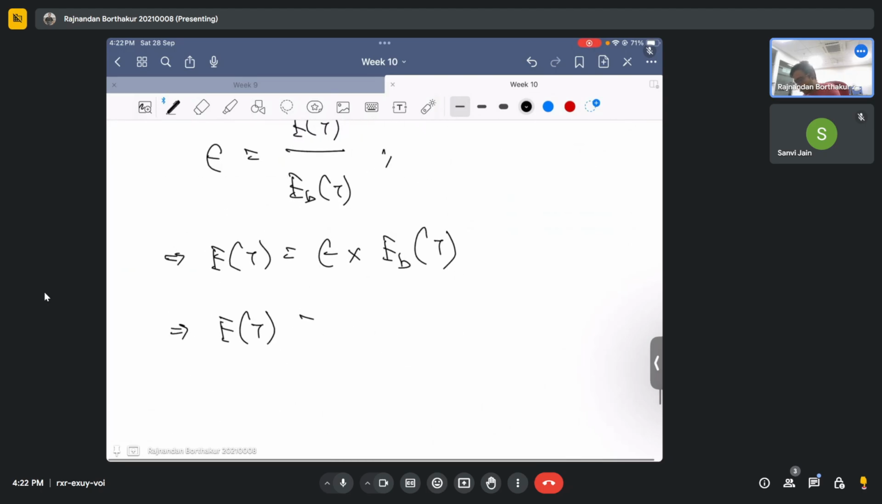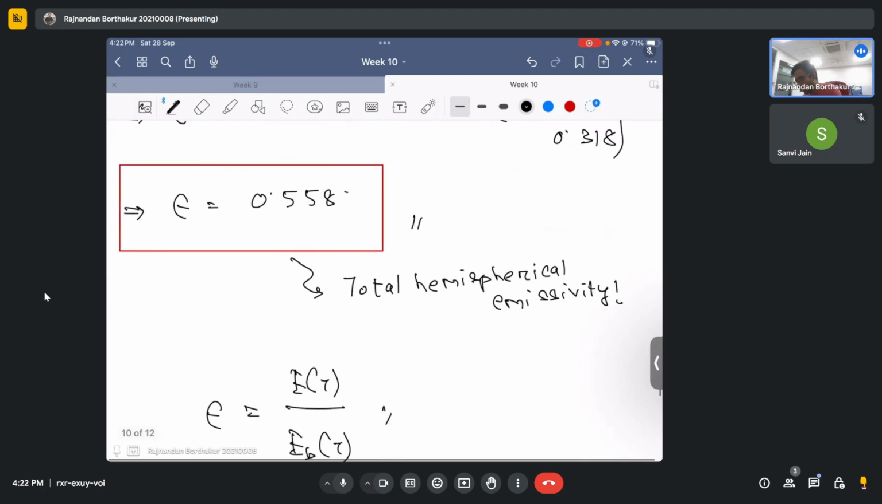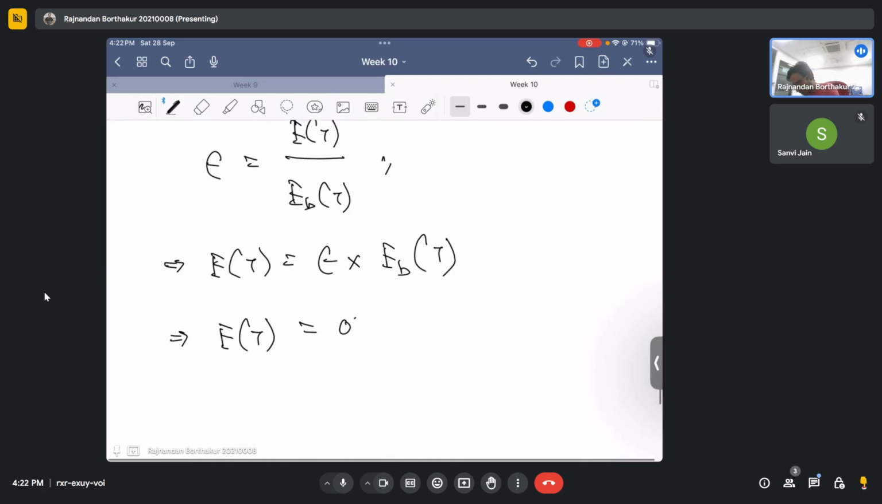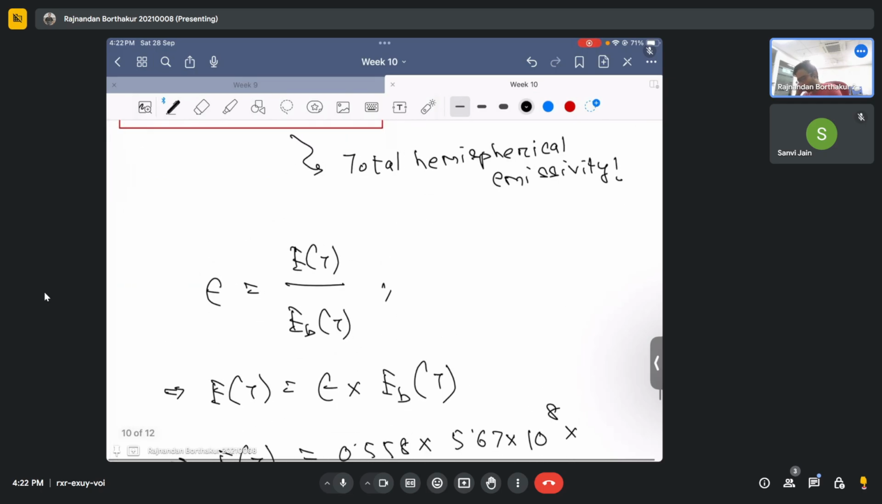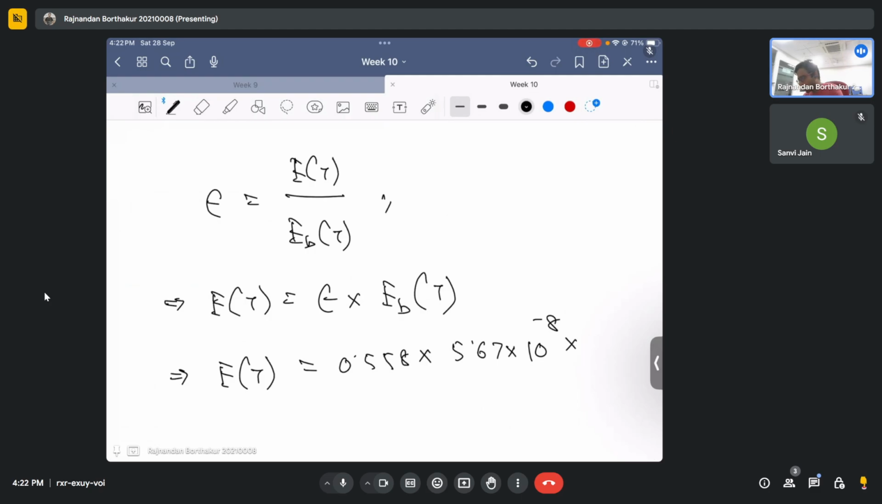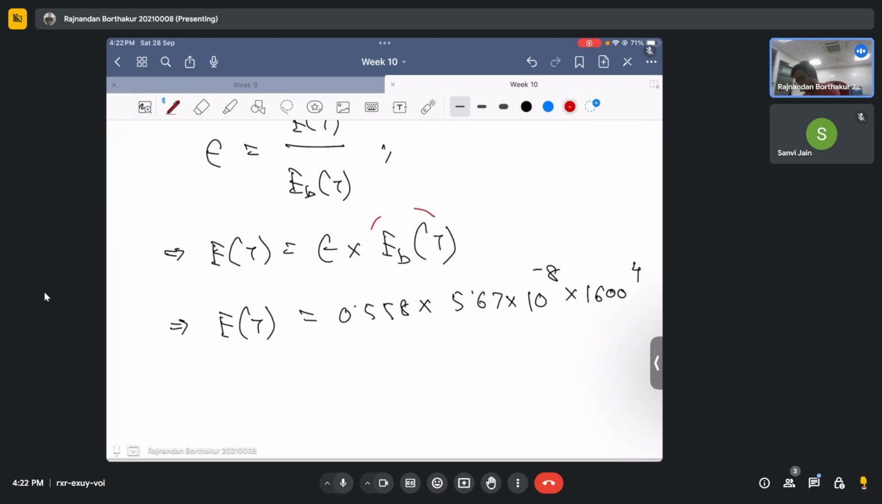hemispherical emissive power is the hemispherical emissivity, which we just now calculated, which is 0.558, multiplied by sigma, which is 5.67 into 10 to the power minus 8, into the fourth power of its temperature. The temperature was 1600 Kelvin, so it becomes 1600 to the power 4. Typically, because this E_B of T, that is the emissive power of a black body, is nothing but sigma times T surface raised to the power 4.